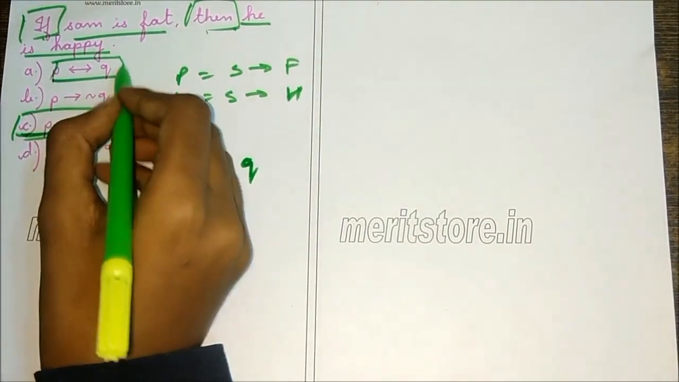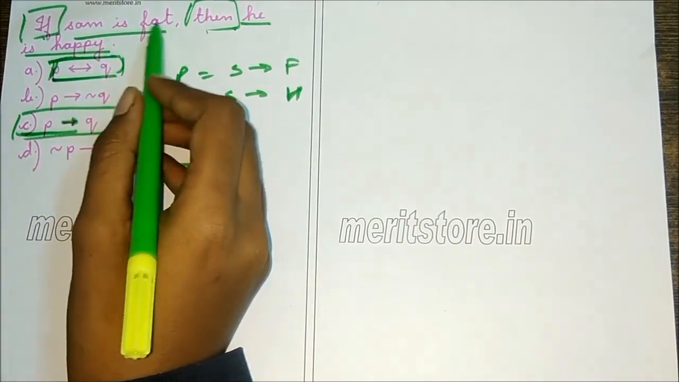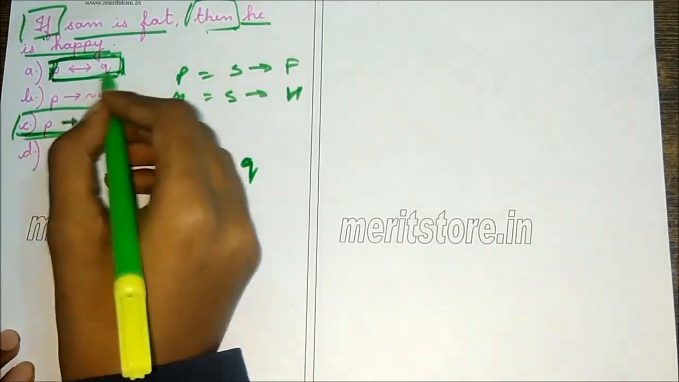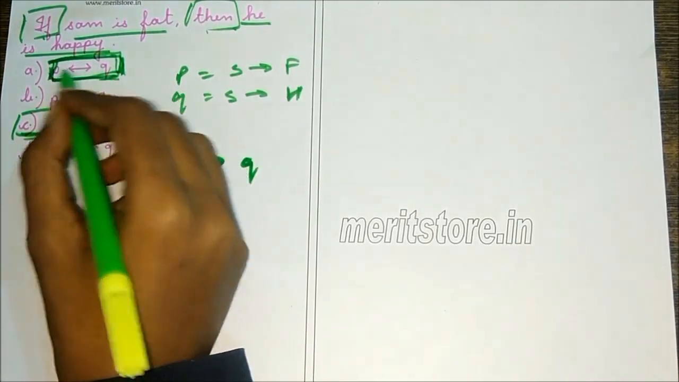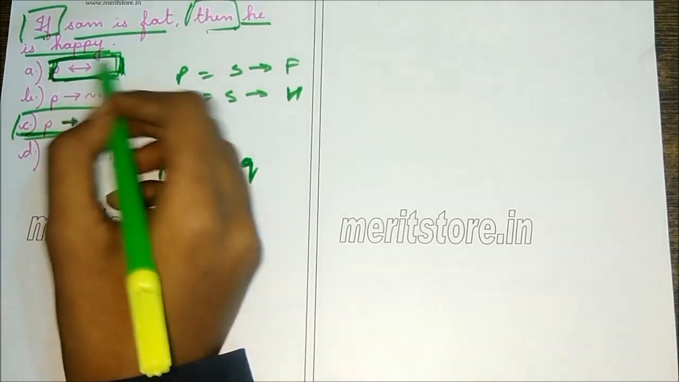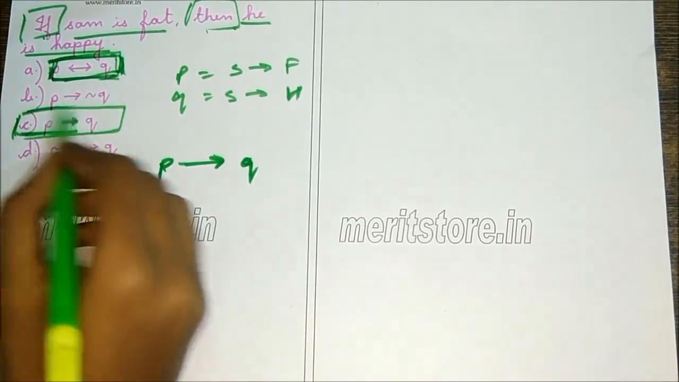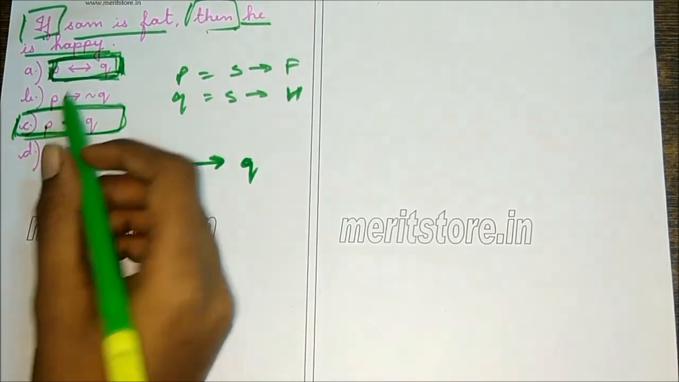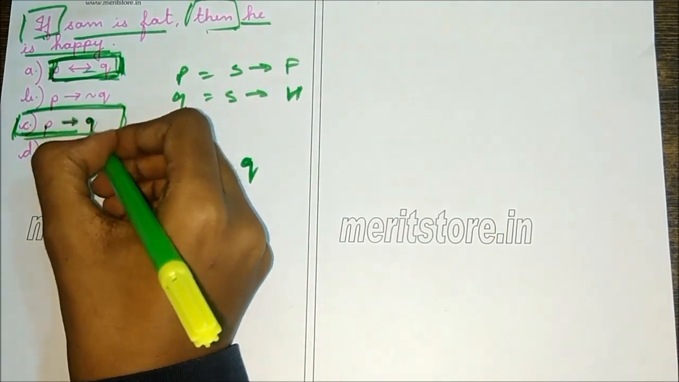This condition states if Sam is fat, then he is happy. This is a biconditional statement, that is these statements depend upon each other. So the answer is C, which states that if P occurs, that is if Sam is fat, then he is happy, that is Q will occur.